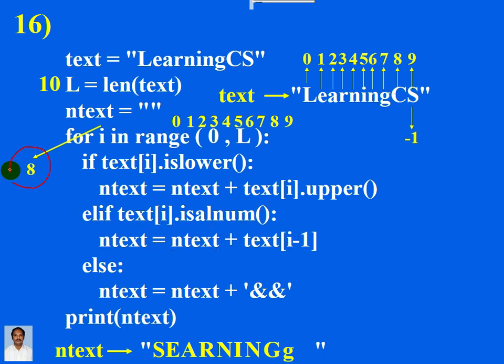I takes the last integer in the range, 9. Text of 9, that will give you capital S. Capital S dot is lower, wrong. Control comes to else part. Capital S dot is alphanumeric, true, because capital S is an alphabet. This will be executed. N text, which is this, concatenated with the text of I minus 1. I is 9, 9 minus 1, 8, text of 8, capital C. So here you get capital C.